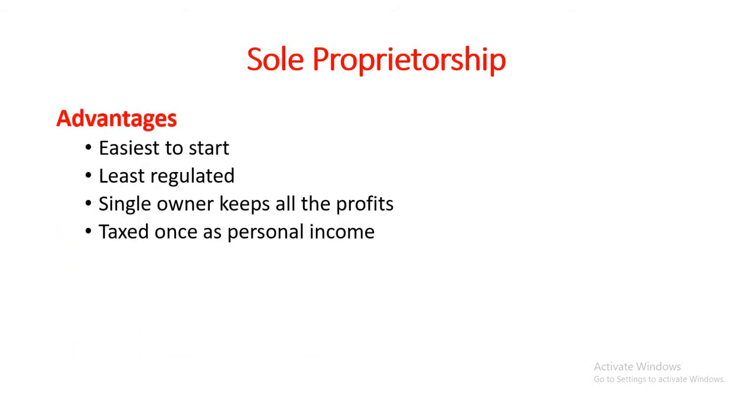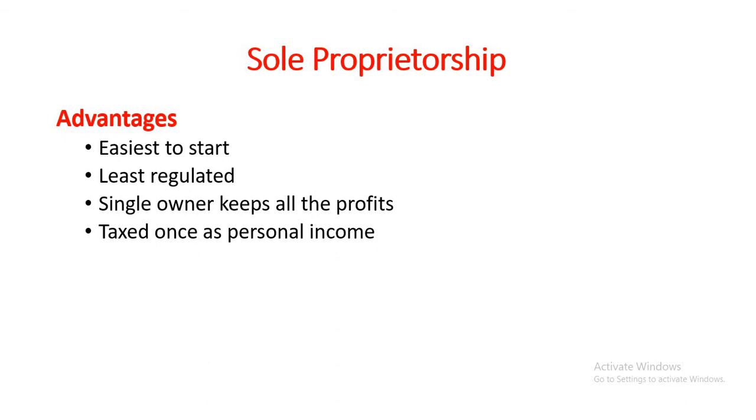If we look at sole proprietorship, we know that it is owned and managed by one person. There are some advantages and disadvantages of sole proprietorship. So the first advantage is that it is the easiest form of business organization to start, because sole proprietorships are not much regulated and there is not much capital requirement. So sole proprietorships are really easy to start.